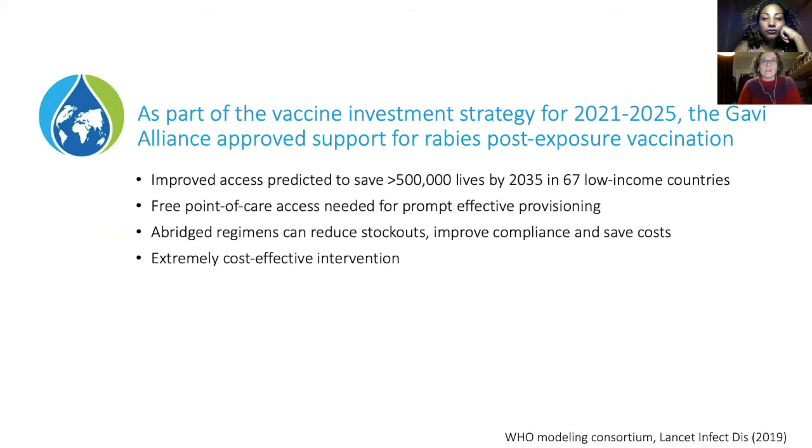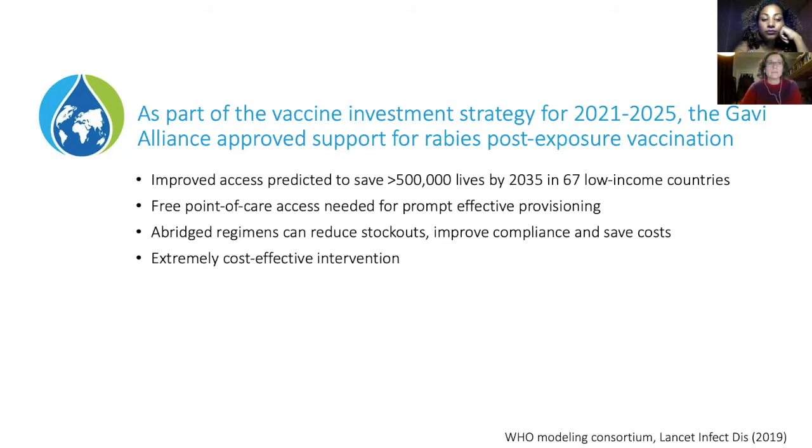So we've learned a lot about the importance of needing good access, ideally free at point of care, to these life-saving vaccines and making sure they can be delivered immediately for the people who need them. And some of this data contributed to a study that we did to try and estimate how improving PEP access, post-exposure vaccines, could reduce rabies cases.